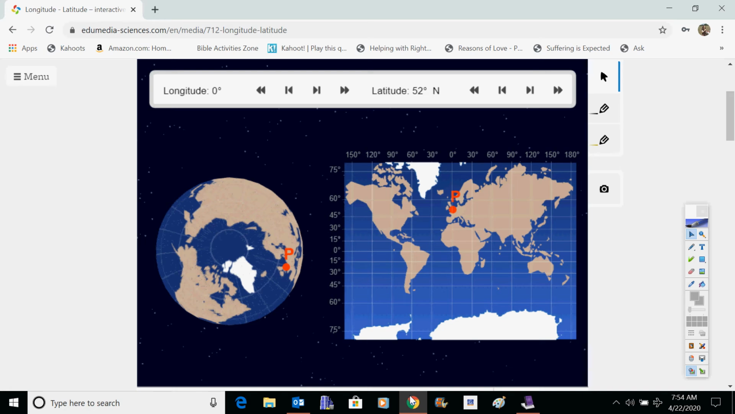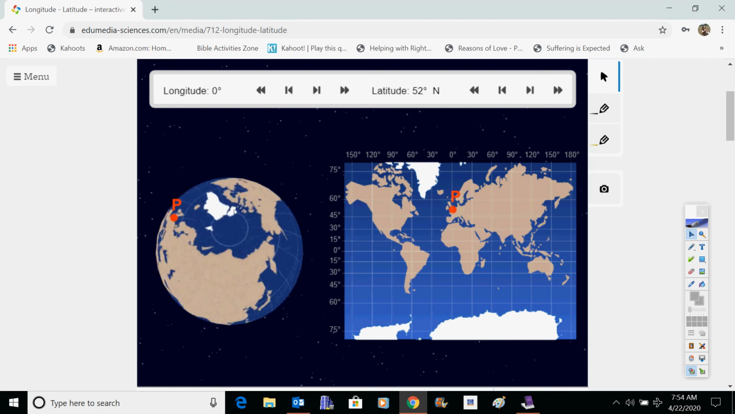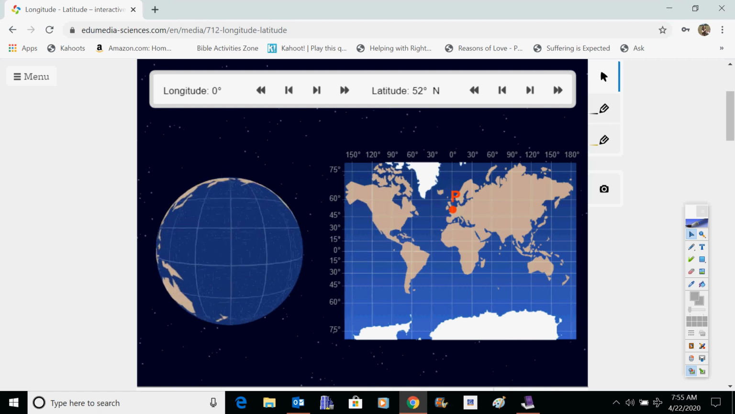This one's at 0. The other one is at 180 degrees. If this is at 0 degrees and you come all the way around here, you get to 180 degrees. And this line is super important. This line right here is called the international date line. On one side of it, it is one day, and on the other side it is another day. That's a whole other discussion, so make sure you find out about that in your geography class. The international date line is at 180 degrees on our longitude markings.